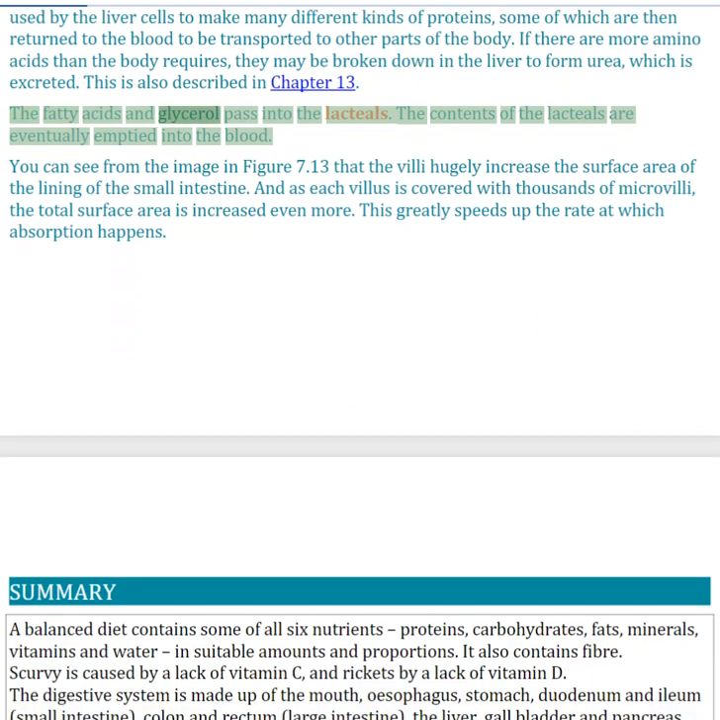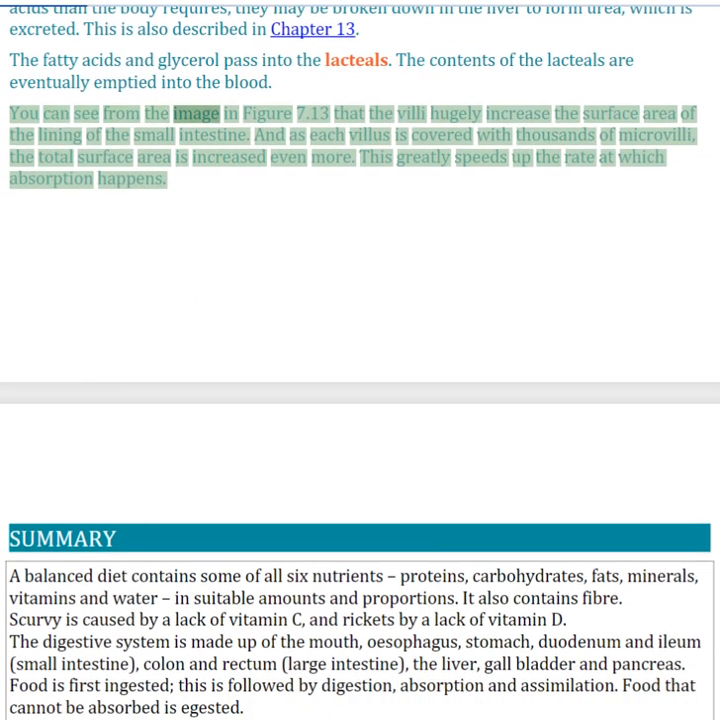The fatty acids and glycerol pass into the lacteals. The contents of the lacteals are eventually emptied into the blood. You can see from the image in Figure 7.13 that the villi hugely increase the surface area of the lining of the small intestine. And as each villus is covered with thousands of microvilli, the total surface area is increased even more. This greatly speeds up the rate at which absorption happens.